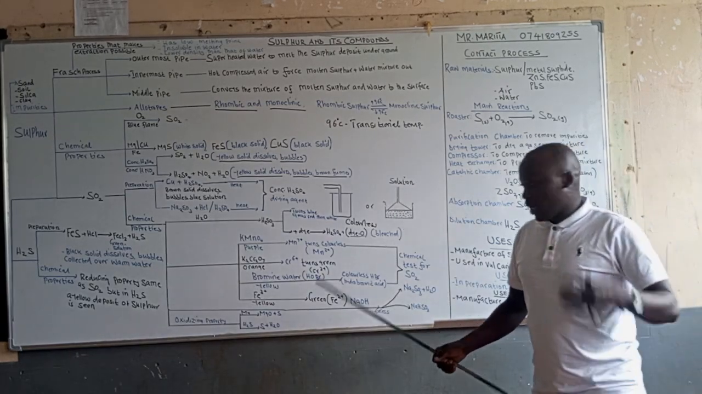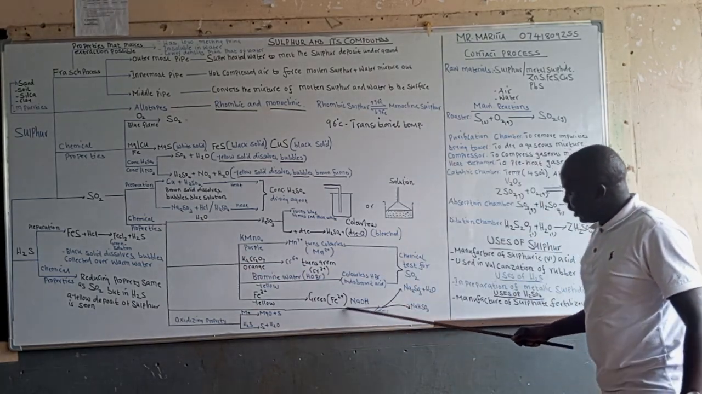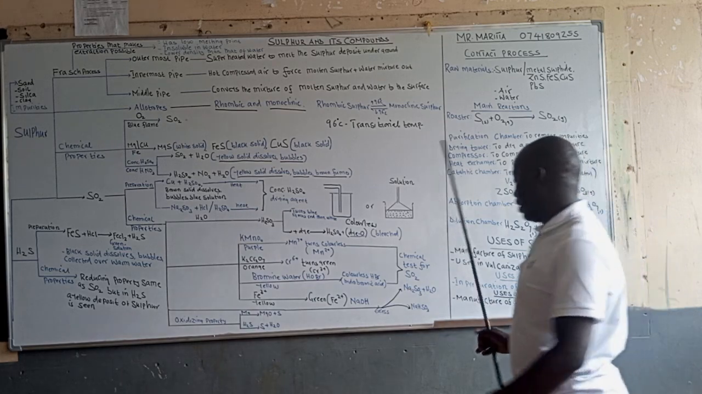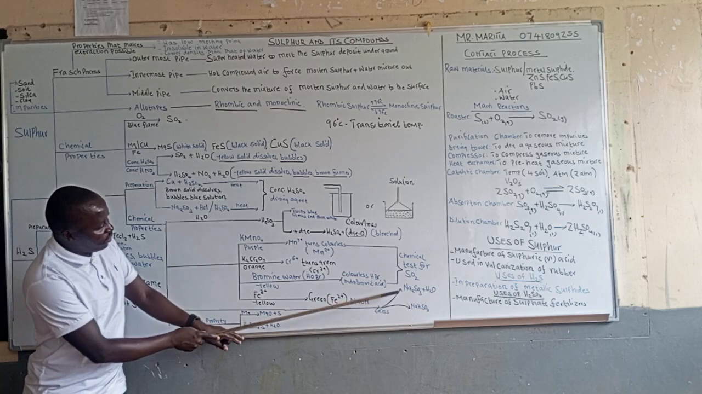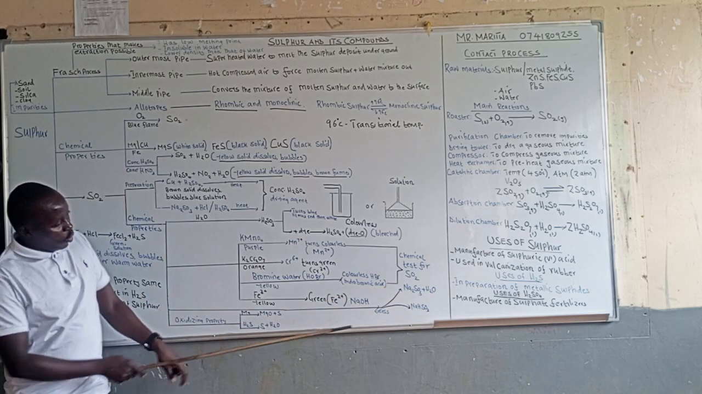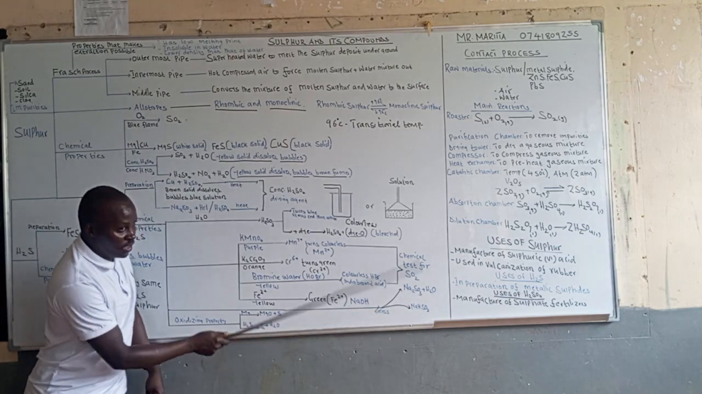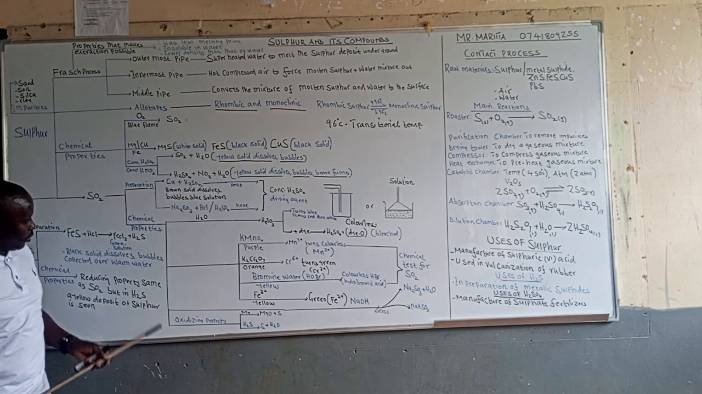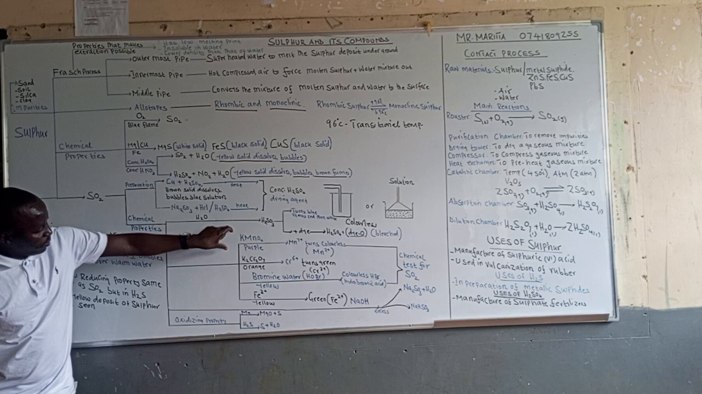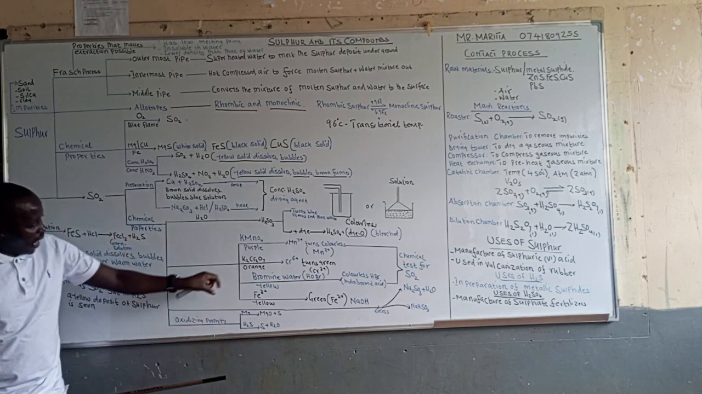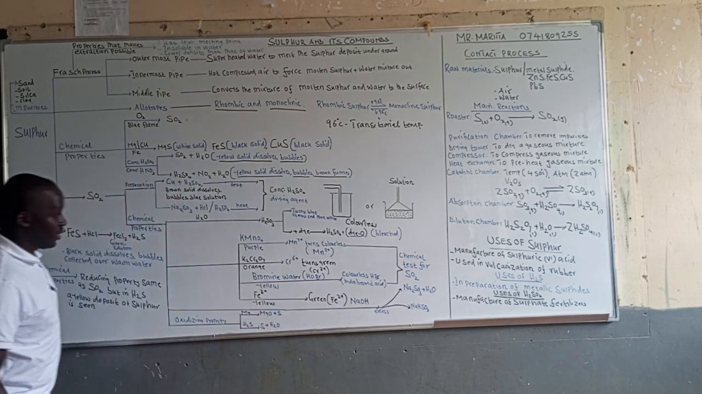Another chemical property: sulfur oxide can react with sodium hydroxide. Sodium hydroxide is an alkaline solution, so it is a base. When you react it in a limited amount, you have sodium sulfite plus water. When you have sodium hydroxide in excess, you will have sodium hydrogen sulfite. So these are the chemical properties. It can react with water, acidified potassium dichromate, acidified potassium permanganate, bromine water, iron 3 ions, and then sodium hydroxide.